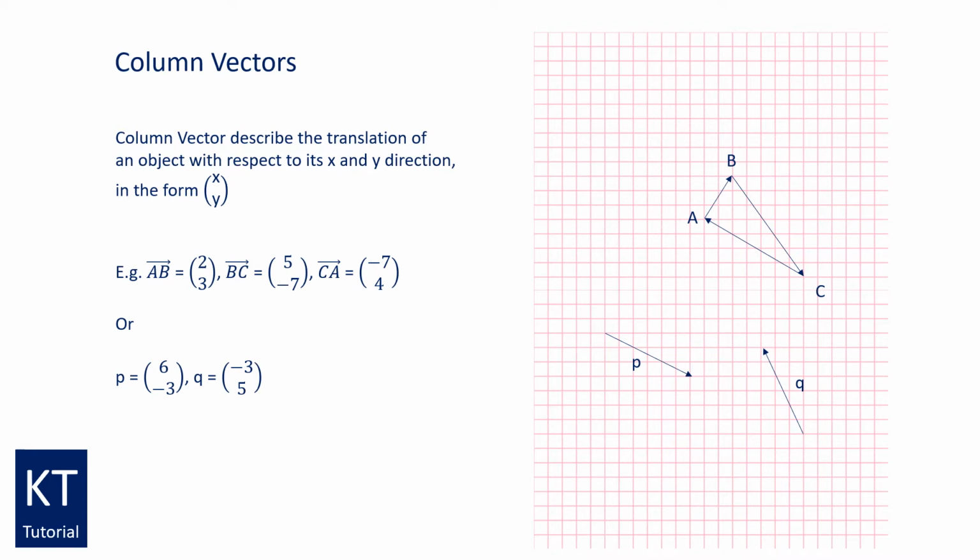In other forms, column vectors can be represented by just a single alphabet, as in P with the column vector (6, 3) and Q with the column vector (-3, 5).